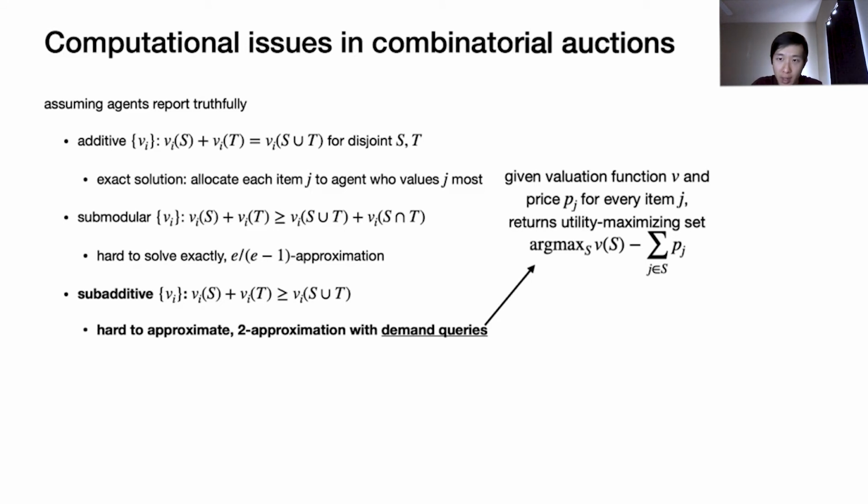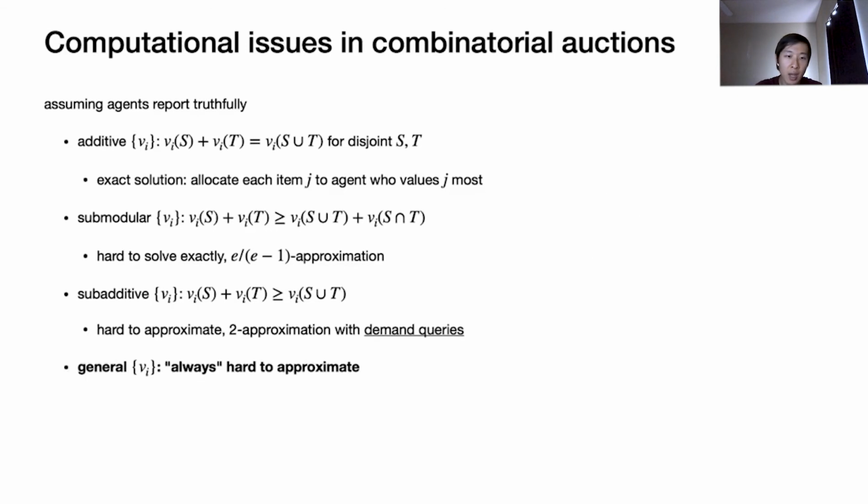So a demand query, given the valuation function v and the price pj for every item j, returns a utility maximizing set of items, which maximizes the value v of s minus the total price of items in s, that is the sum of pj for j in s. We will assume access to demand queries throughout this talk. And finally, for general valuation functions without any restrictions, we know that the problem is always hard to approximate.